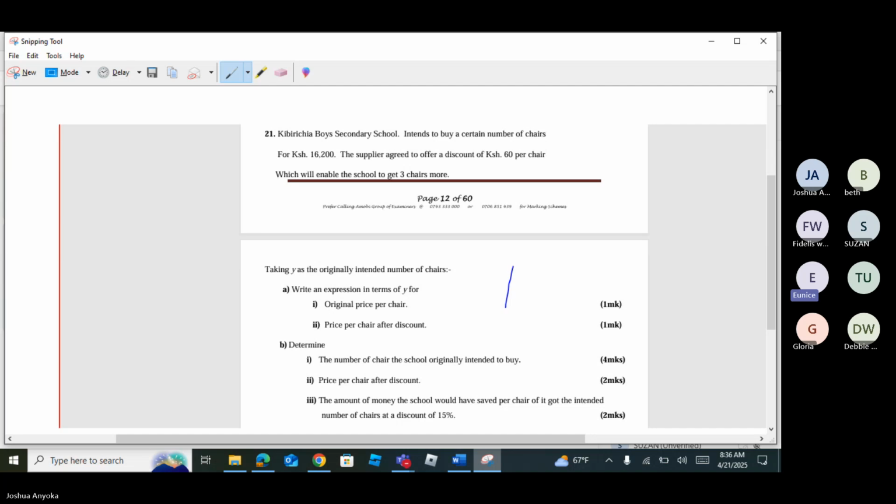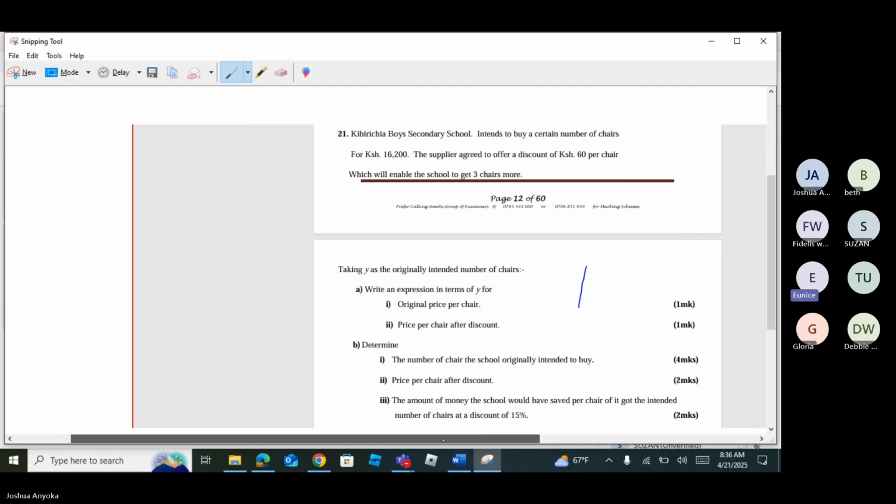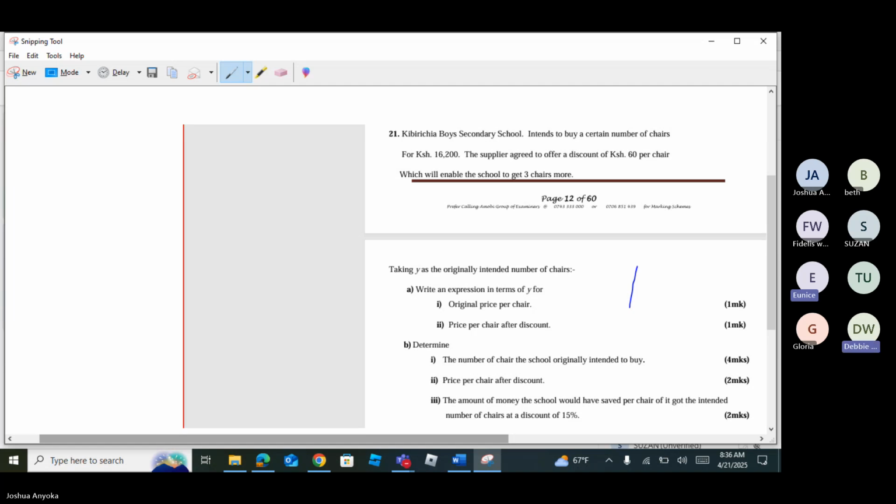Question B. Determine the number of chairs the school originally intended to buy, the price per chair after discount, the amount of money the school would have saved per chair if it got the intended number of chairs at a discount of 15%.